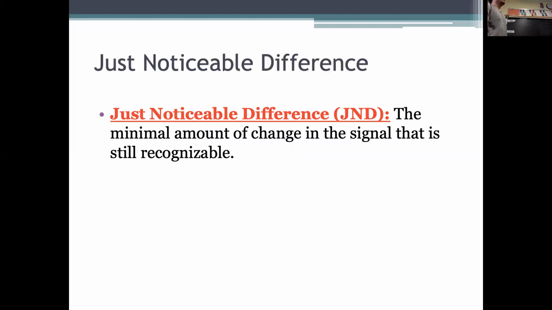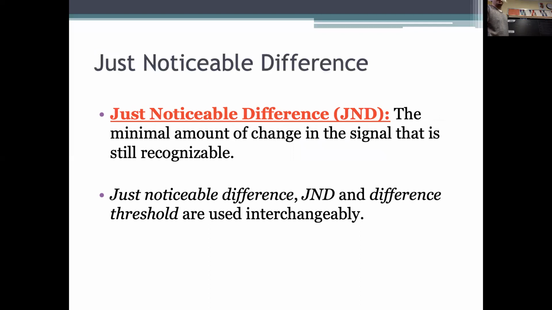All right, so goes along with it, just noticeable difference, okay? This is very similar to what difference threshold is. It's just, again, how we notice a difference in a stimulus, right? That first signal, that first appearance of the stimulus being altered. Again, it might be a bright light, okay? When we notice that light being brighter. It might be a sound when we notice it's getting higher or lower.